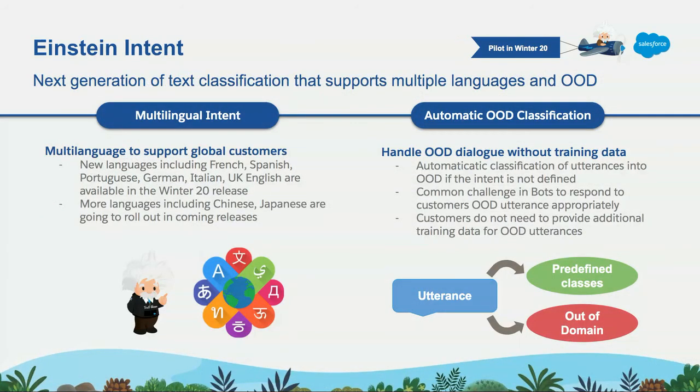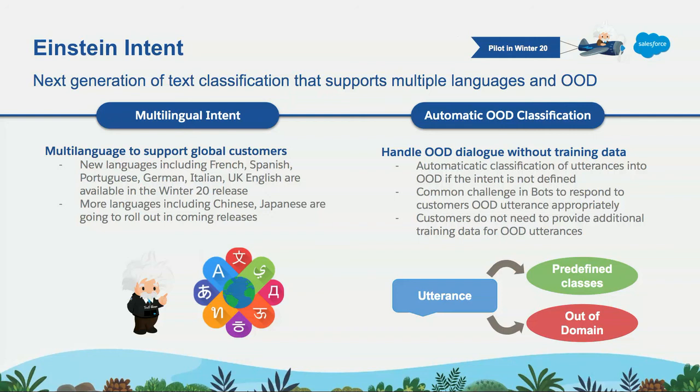On the intent side, we talked a little bit about additional languages. We're starting with European languages: French, Spanish, Portuguese, German, Italian, and UK English. Those are available now in pilot. And then we're going to be adding additional languages such as Chinese, Japanese, etc. later on or early next year.